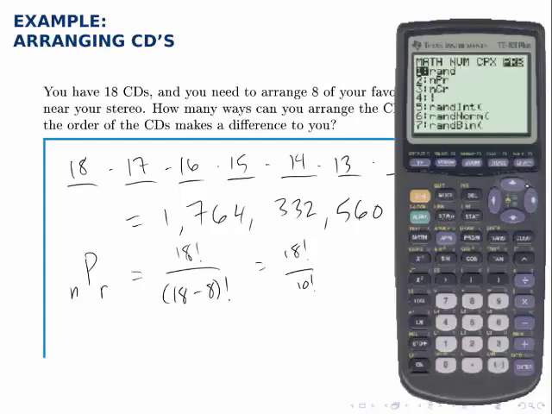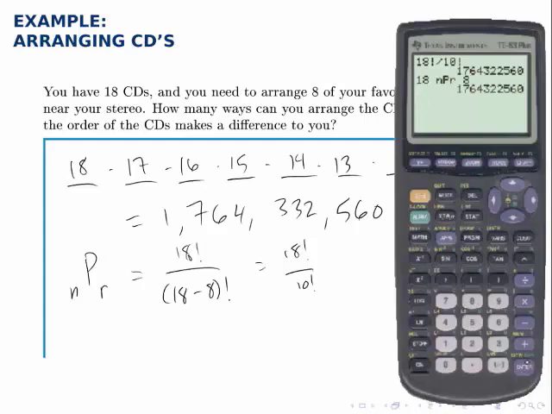The other way to do this is to use the built-in function for permutations. Notice number 2 on the probability menu is nPr. First we have to enter n, the number that we're choosing from, which is 18. We have 18 CDs to select from. Then we go math, over to the probability menu, select nPr, and then put in r, the number that we actually select, and order. Enter, we get the exact same answer.